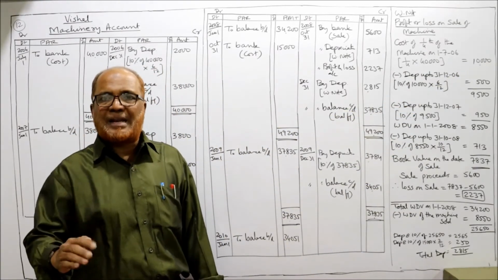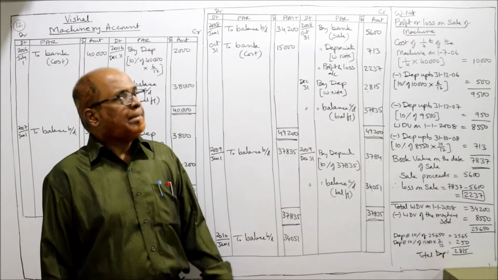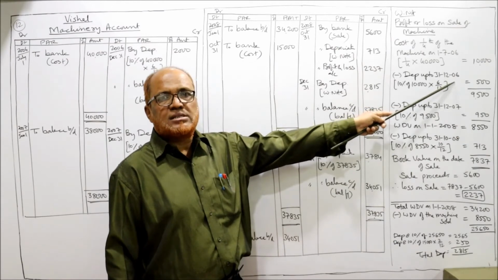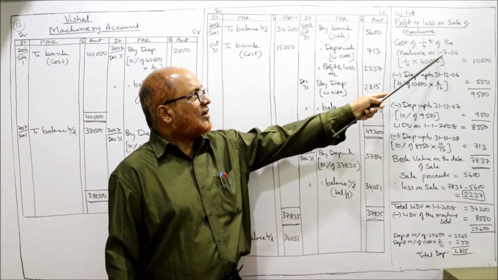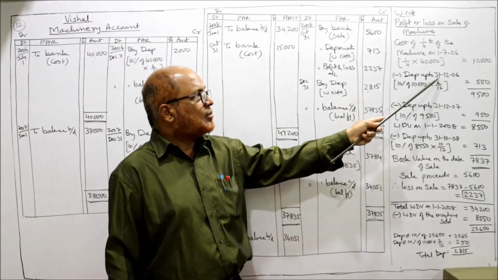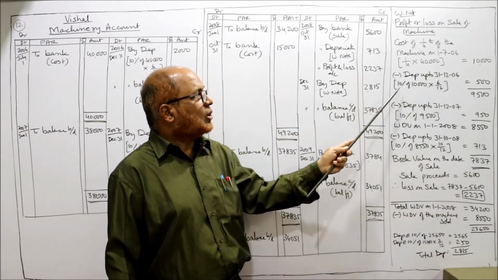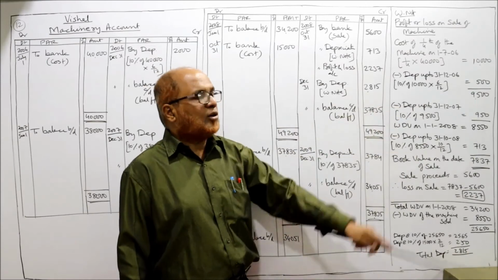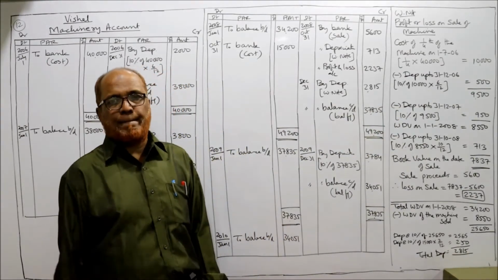From this we subtract depreciation every year. So depreciation up to 31st December 2006. Actually we purchased on 1/7/2006 and close the books on 31st December 2006. So 10% of 10,000 into 6 by 12, 500 rupees depreciation during the first year.